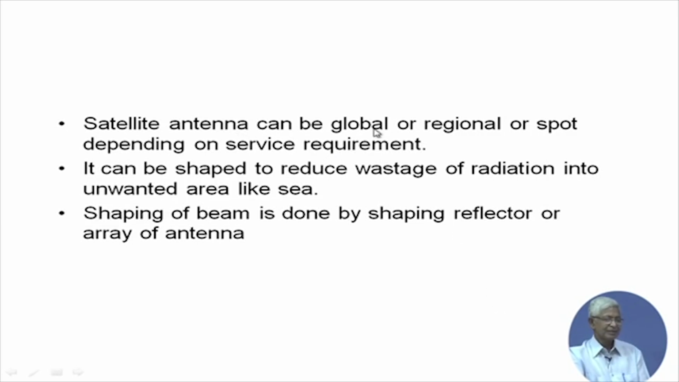So, satellite antenna can be global, regional, or much smaller, which is spot beams, depending on the service requirement. It can be shaped, it need not be always circular or elliptical on the ground, it may be shaped in different shape, so that wastage of radiation in non-service area like sea and other places can be avoided. And shaping the beam can be done by reflector shaping, and various techniques are there, array antenna, various techniques are there.